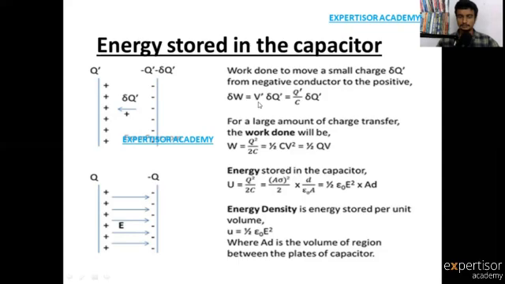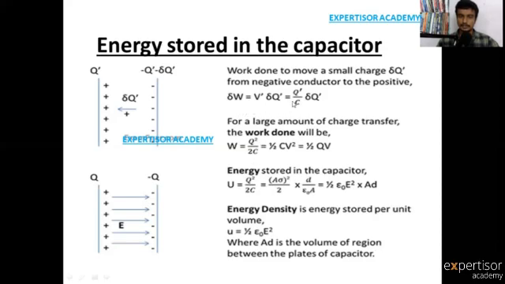We know that capacitance C is equal to Q by V. By using this equation, V dash is equal to Q dash divided by C. So delta W is equal to Q dash divided by C into delta Q dash. This is the first statement. For a large amount of charge transfer, the work done is large: W is equal to Q square by 2C.